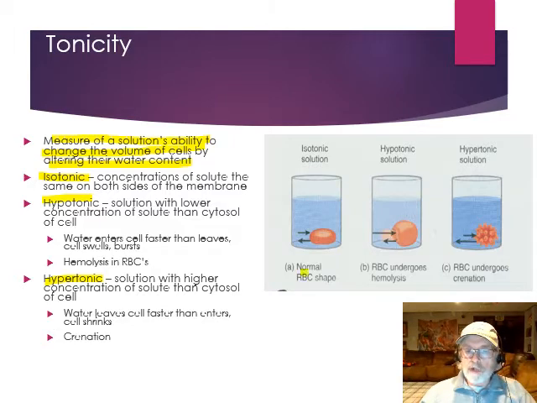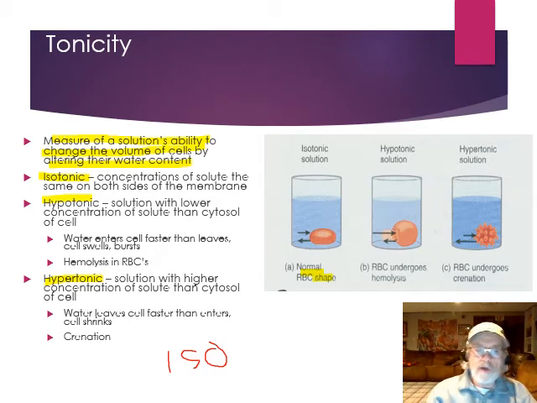So the cell stays the normal shape. It doesn't change size. The cell's not going to gain water or anything like that. Okay, so that's called isotonic. Iso means the same. So if something's isotonic, it means it has the same tone or the same concentration of that water on both sides.